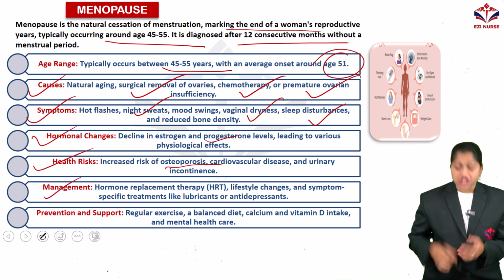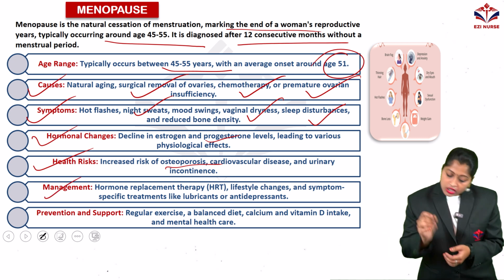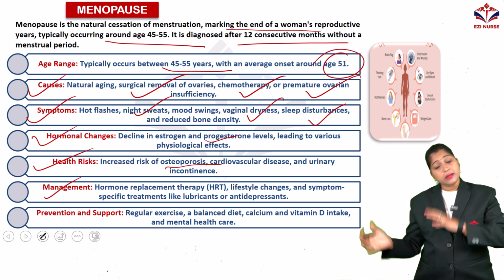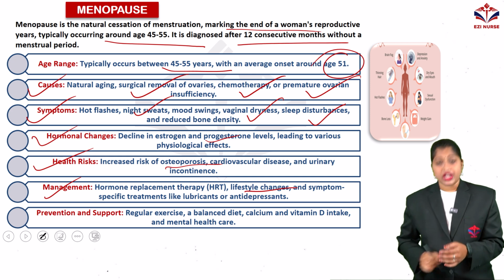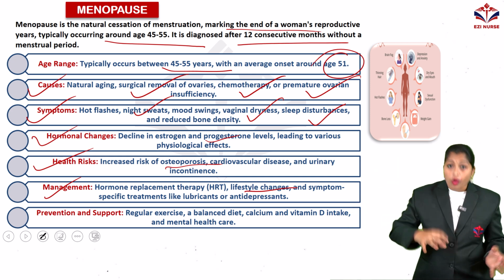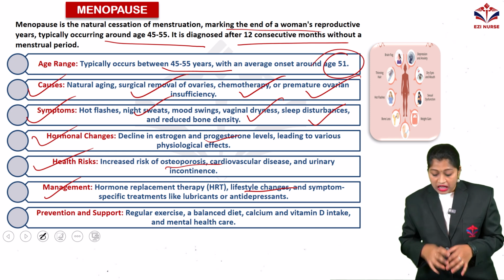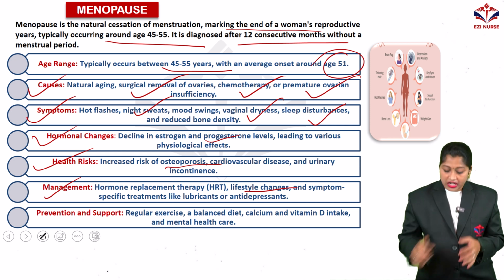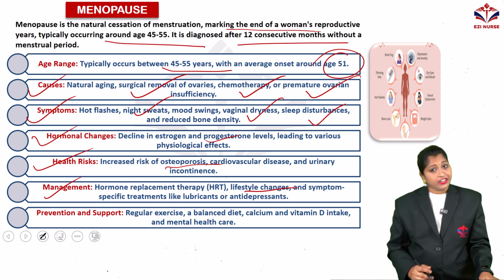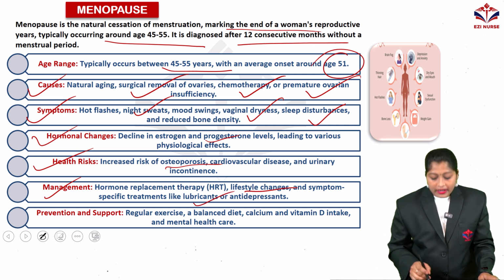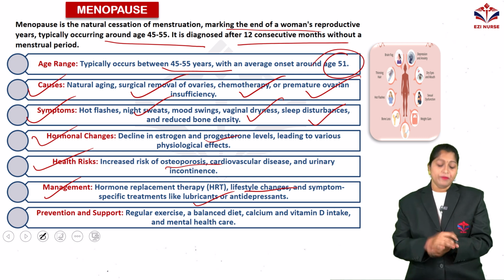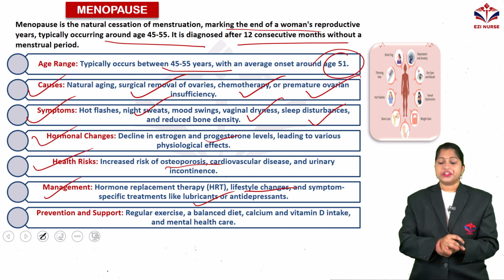You can see the management. How do we manage this condition? Hormonal replacement therapy is one of the important managements. You can replace the hormones. Lifestyle changes, you can adjust your lifestyle, which can also alter your hormonal levels. Symptom specific treatment. What are the different symptoms seen in that woman? Based on that, we can treat that woman. Lubricants or antidepressants can also be given if it is necessary. This is how you manage the condition.